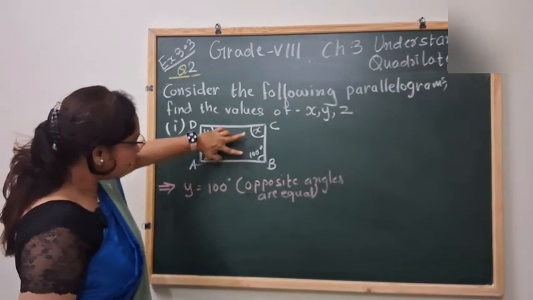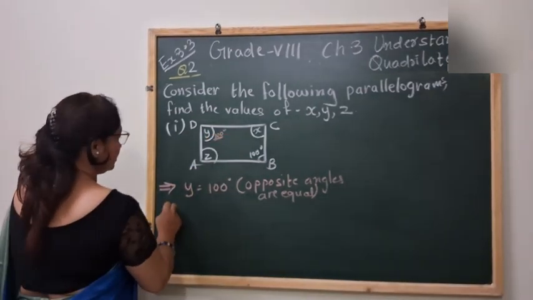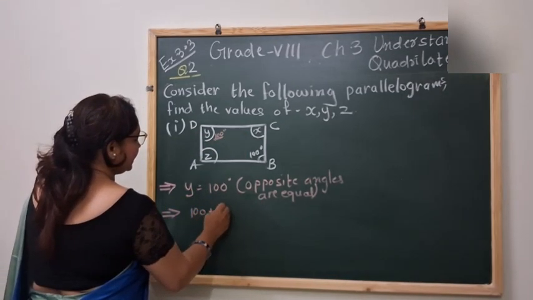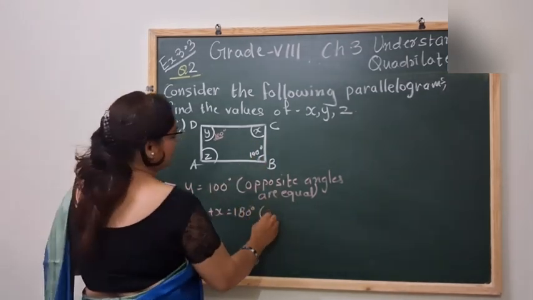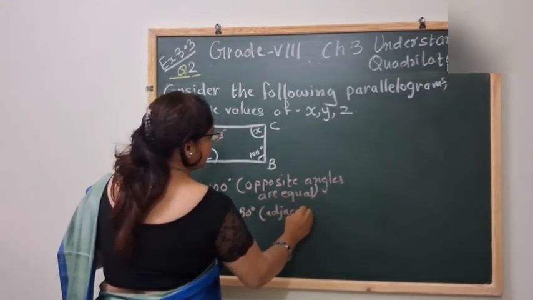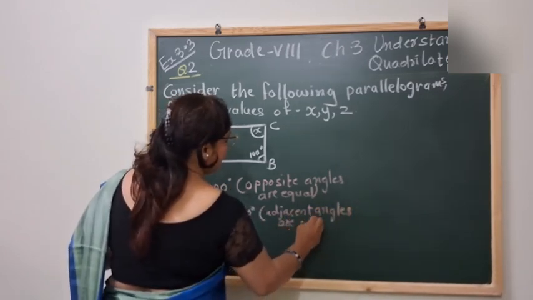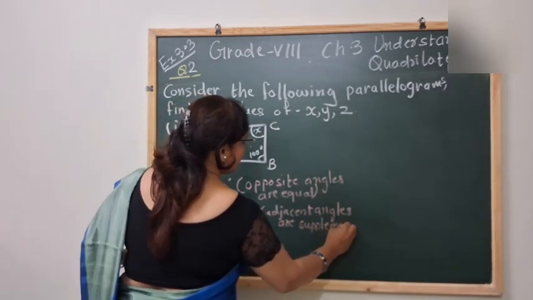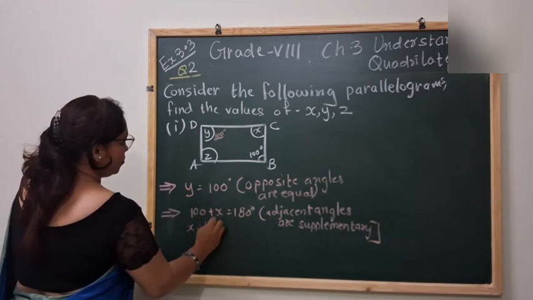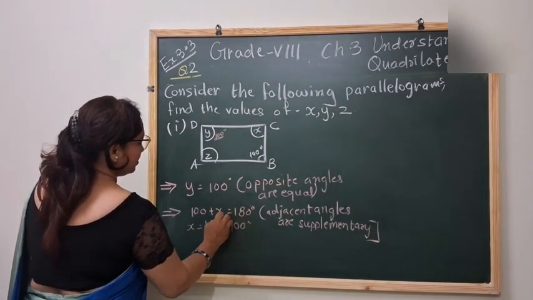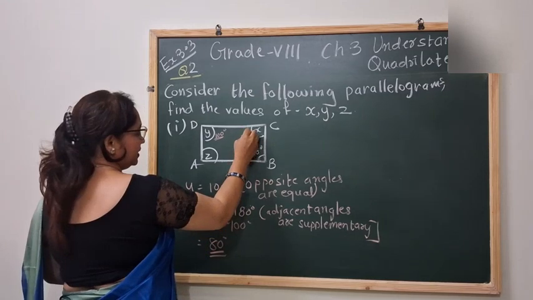Can we say that these two are adjacent angles and adjacent angles are supplementary? Can I do that? So can I write 100 plus x is equal to 180 degrees? Why? Because angle B and angle C are adjacent angles. Adjacent angles are supplementary. So here we can write that x is equal to 180 minus 100. That will give you 80 degrees. So we have got value of x also, that is 80 degrees.